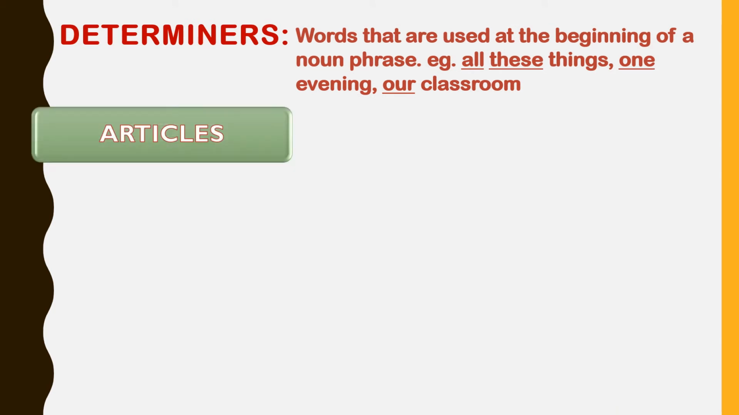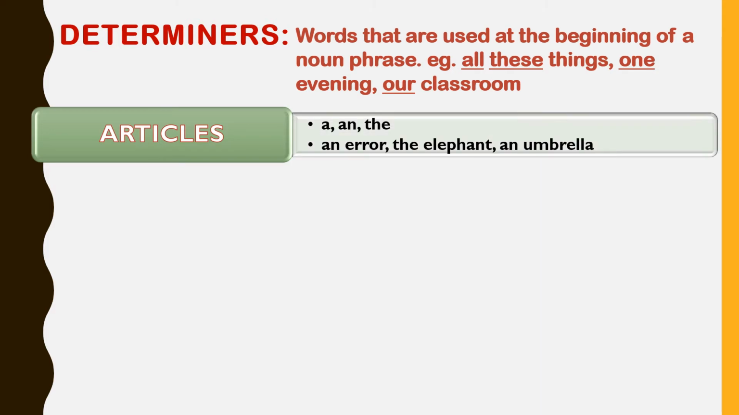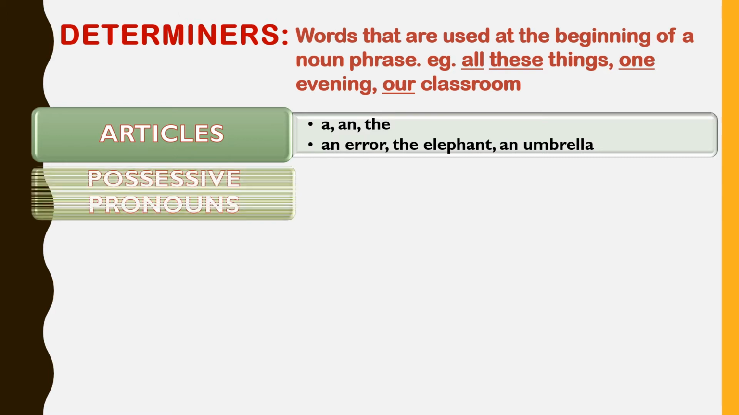There are 5 different types of determiners. The first one is articles, the definite article the and the indefinite article a and an. So we can use it like this: an error, the elephant, or the huge elephant, an umbrella, etc.